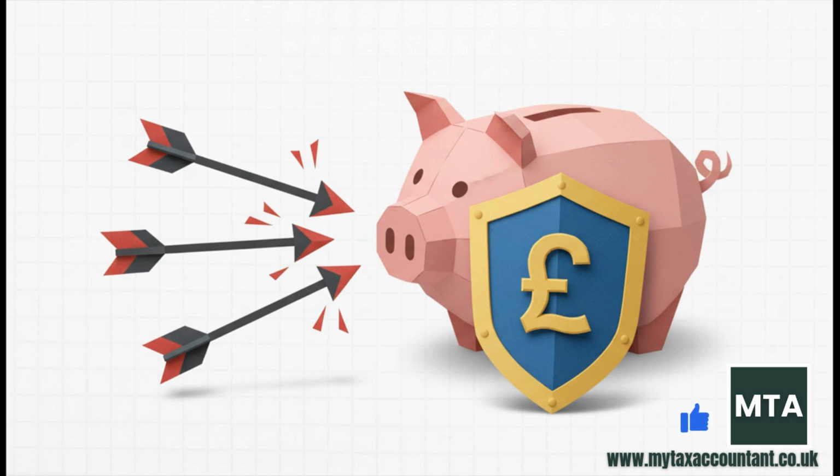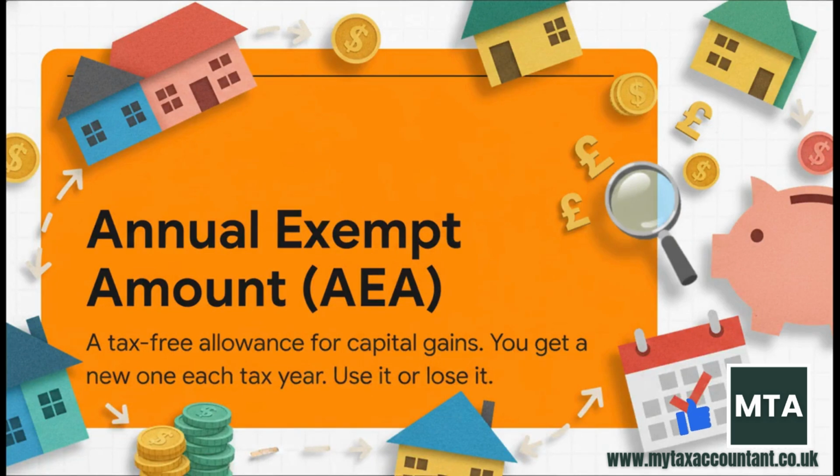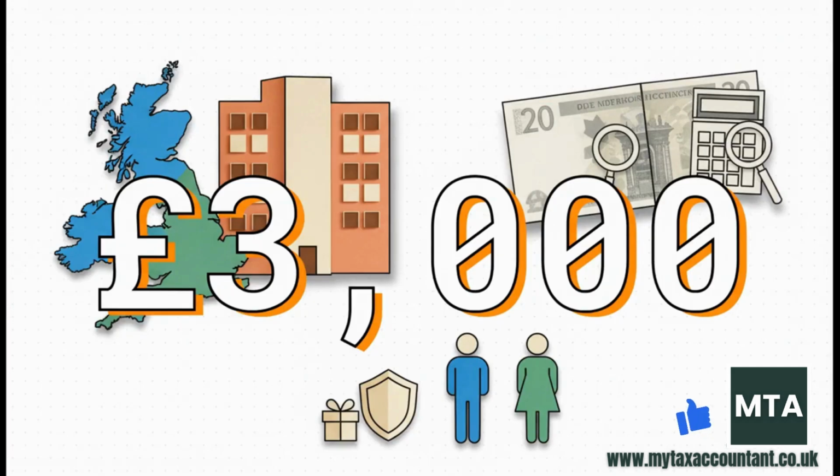It's simple. Use your tax-free allowances. The big one here is called the annual exempt amount, or the AEA. Just think of it as your personal tax-free voucher for capital gains. Every single UK resident gets one every single tax year. It's a use it or lose it deal, and it means the first slice of your profit is totally, completely 100% tax-free. For the 2025 to 26 tax year, that annual exempt amount is £3,000 per person.